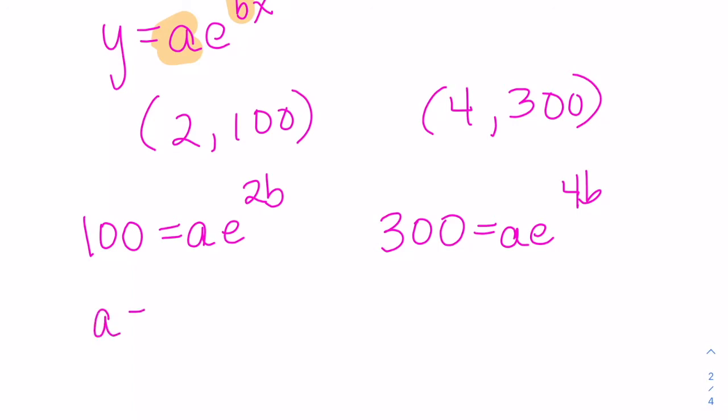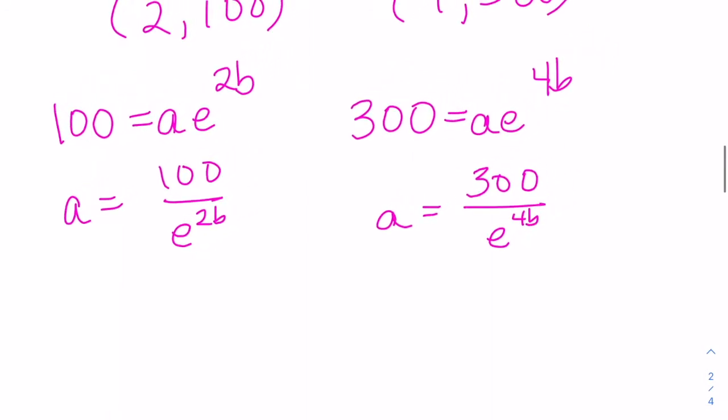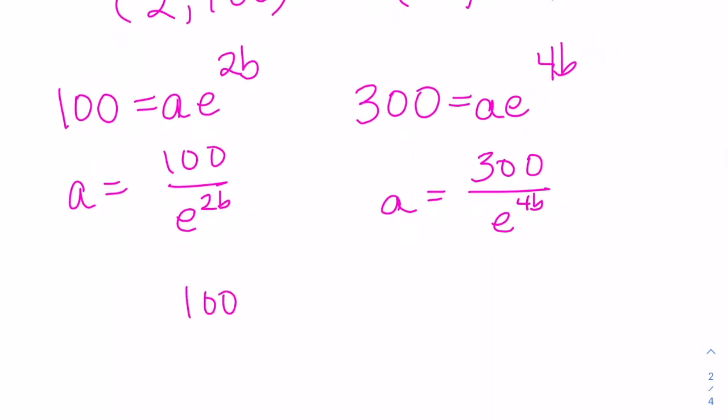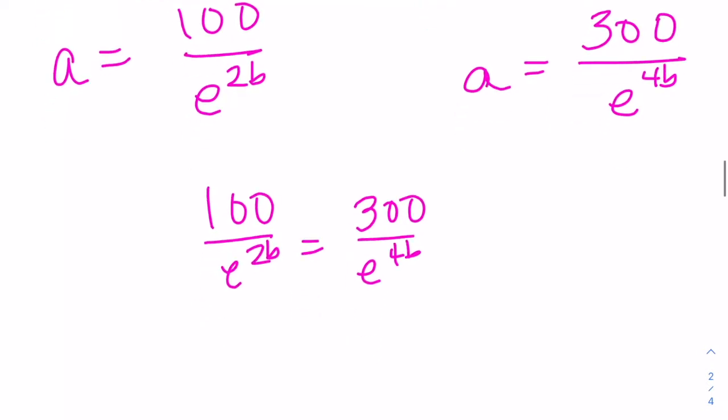So I'm going to write this as a equals 100 over e to the 2b, and a equals 300 over e to the 4b. Now we set those two equal to each other. So we have 100 over e to the 2b, and then we'll have 300 over e to the 4b. So this just takes some cross multiplying, but we'll eventually get e to the 2b equals 3, because 300 divided by 100 is just 3.